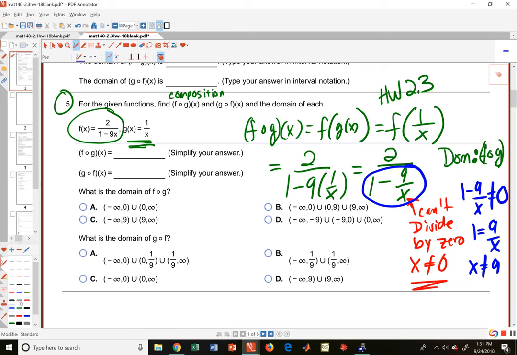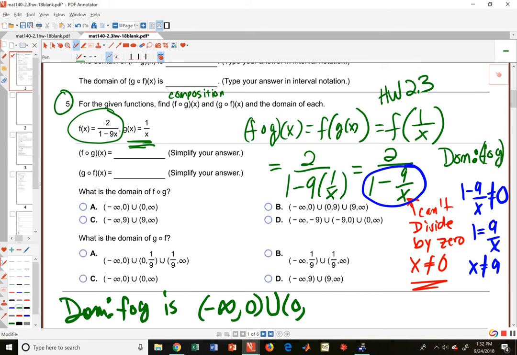So we'd say the domain of F composed with G is, now you've got to get used to this notation. We go negative infinity to 0, and then we leave 0 out by making a union with that interval, and then we're going to go over to 9, but we're going to leave out 9. And so it looks like this. Looks pretty complicated, doesn't it? So the domain of F composed with G is the one that leaves out 0 and leaves out 9. That would be right here.